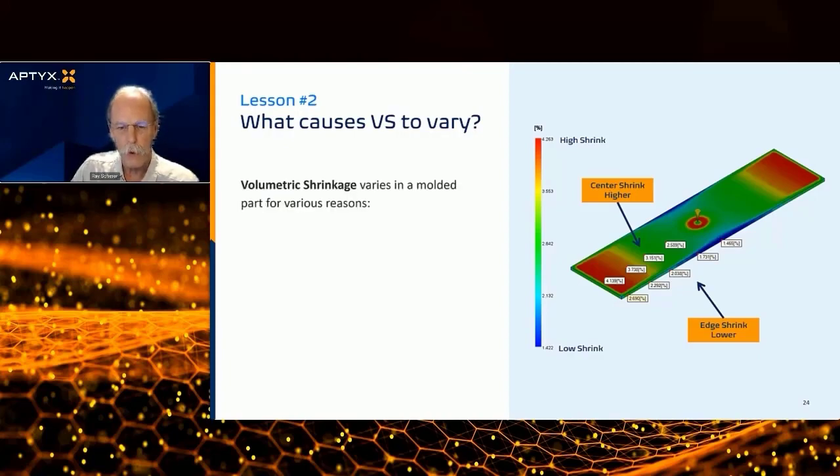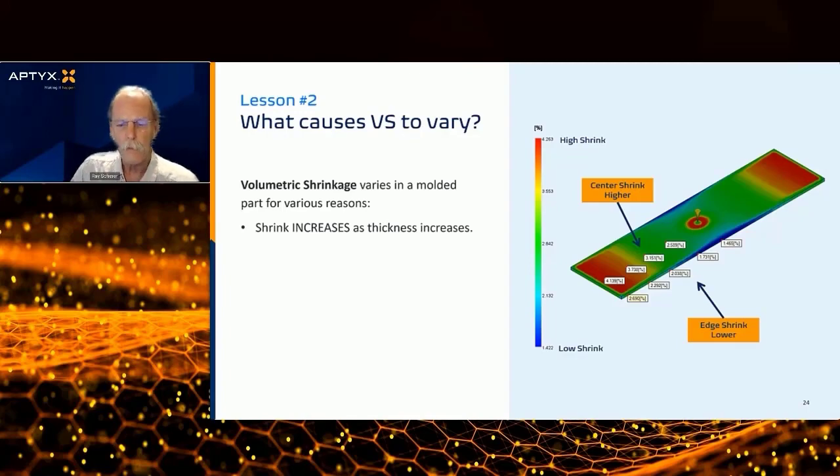It shows it goes from about 1.4% to about 4.2%. This was a little polycarb plate that I modeled up. And so what happens is, first off, as you guys know, shrink increases as thickness increases. That's pretty well known by everybody. If you got a super thick part, it's going to shrink more than a thin part.